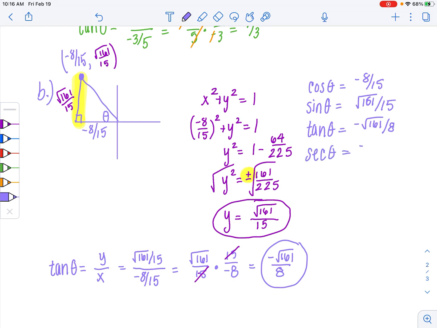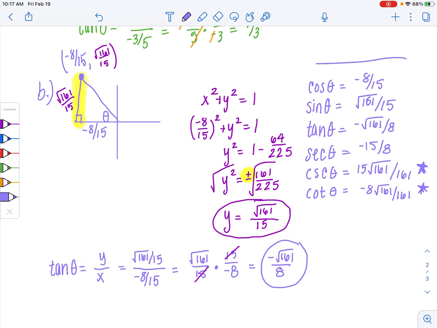So secant, just flip the numerator and denominator. For cosecant, you flip numerator and denominator of sine, but you need to rationalize. So for cosecant, if you rationalize properly, this is what you should get. Please make sure you can get that with your rationalizing. Same thing with cotangent. You have to also rationalize. And hopefully you get negative 8 root 161 over 161.